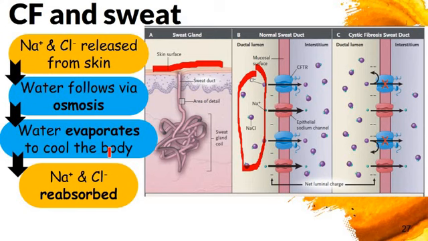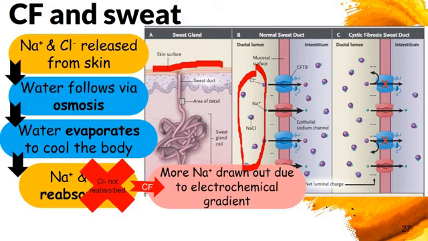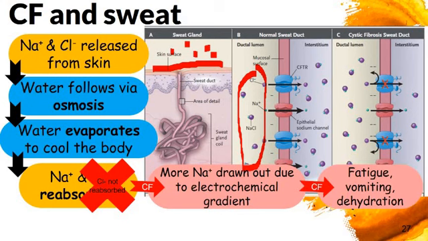But we have an issue with cystic fibrosis. Those chloride ions are not reabsorbed because we have that broken protein. So in cystic fibrosis instead, if you have this pool of negatively charged chloride ions, you're going to draw more sodium ions out behind it due to that electrochemical gradient. That means that you're going to keep losing salt, and you can have symptoms such as fatigue, vomiting, and dehydration.